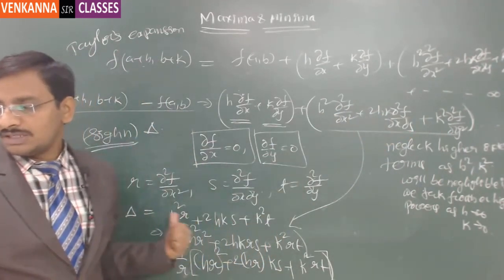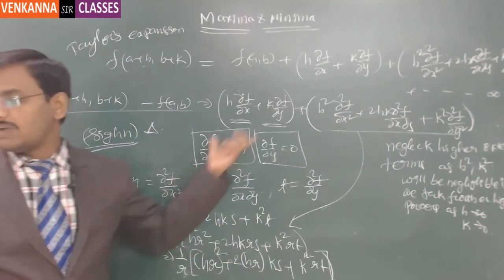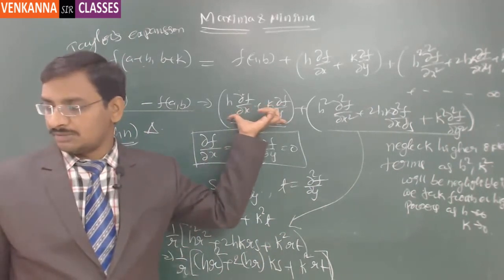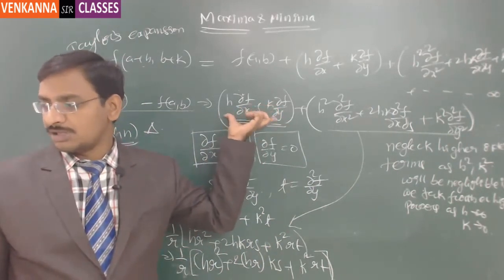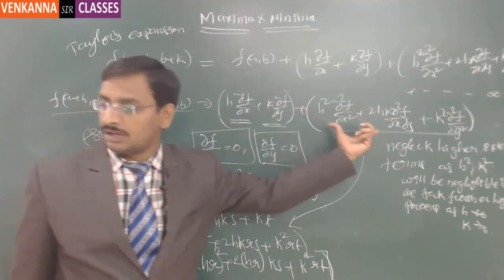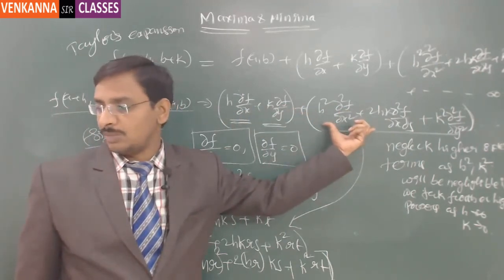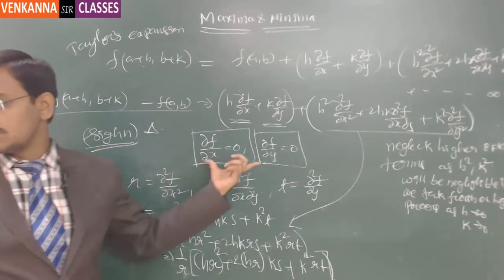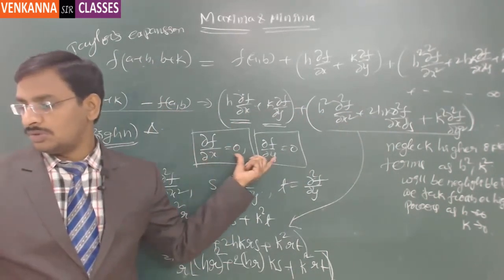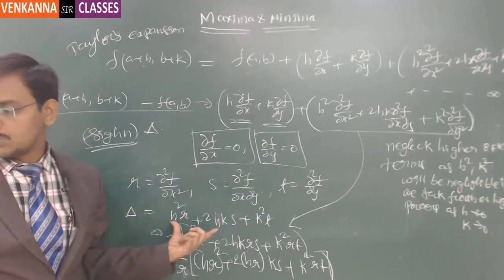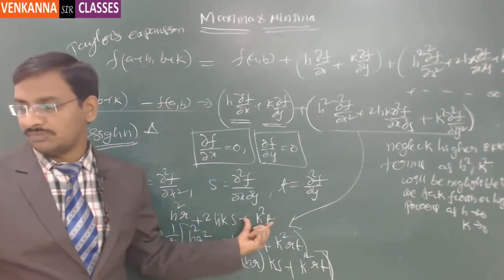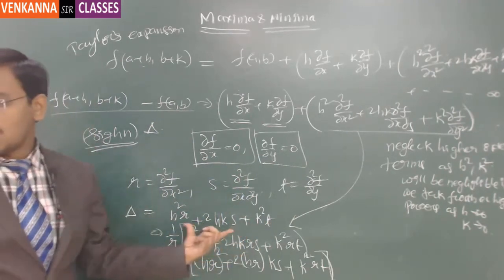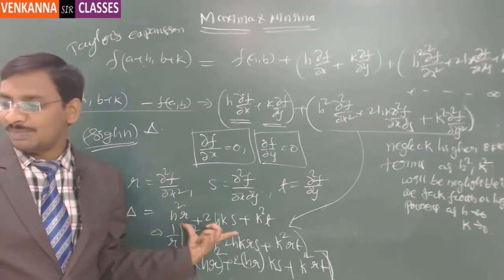Now I have made it independent of this part. So h and k are not responsible now, but h and k are involved here also. So here also I wanted to make it independent of h and k. For that, once I remove this after substituting 0, 0, I have got the equation h square r plus 2hk s plus k square t. Now for this I wanted to assure that it is independent of that.